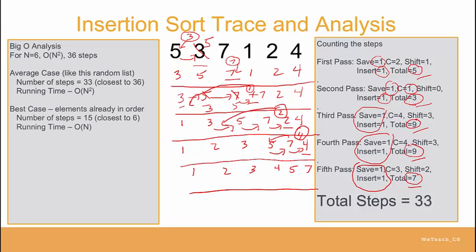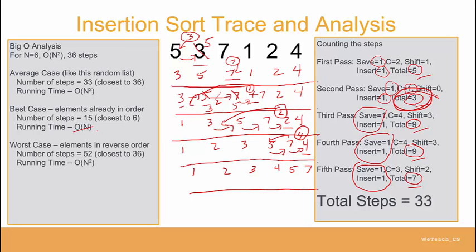The best case would be when the elements are already in order, and the cost of this would be 15. And if you think about it, when we did the 7 over here, it cost us 3 steps. So for every one of these elements that's not the beginning one, that would be 3 steps. So 1, 2, 3, 4, 5 times 3 would be 15. So that's very close to O of n, closer to O of n than n squared. Even if it's twice n, it's still closer to n, and it's considered an n running time. The worst case would be when the elements are in reverse order, and in this case it would cost us 52 steps, still closest to 36, which would be n squared.